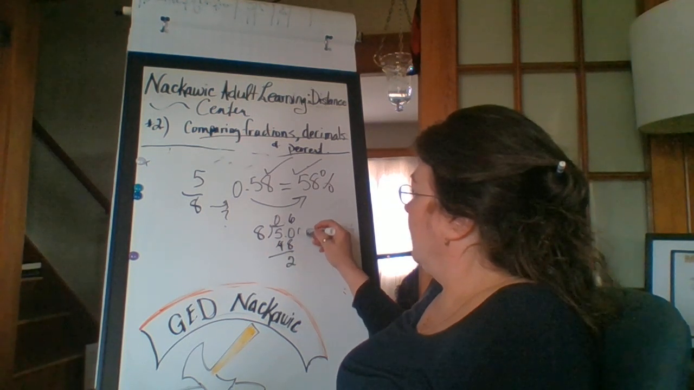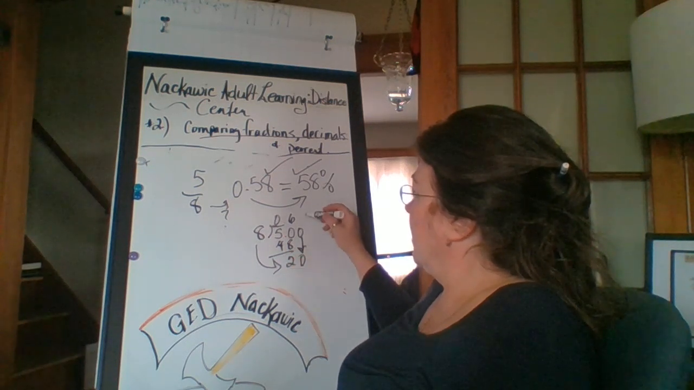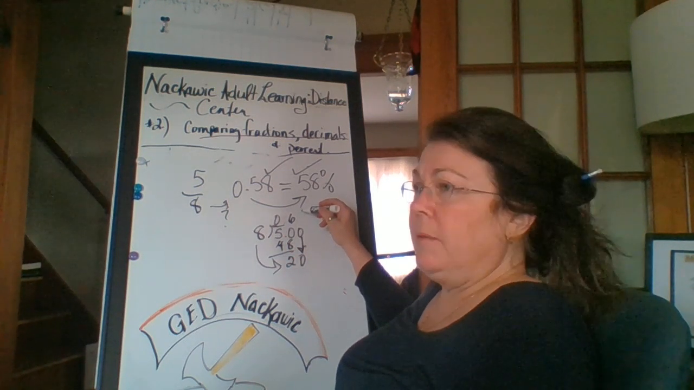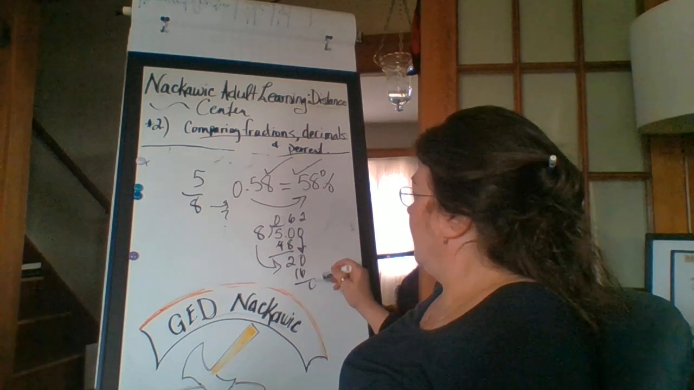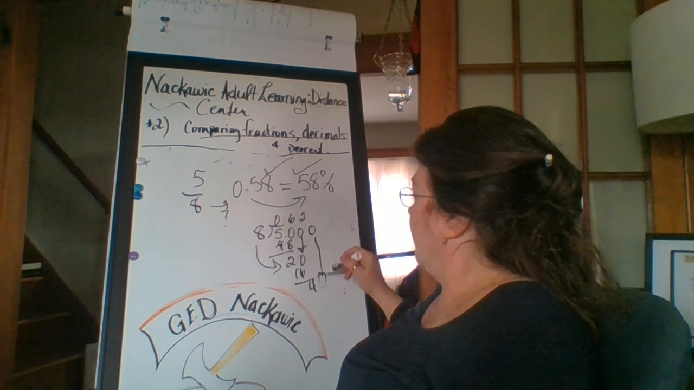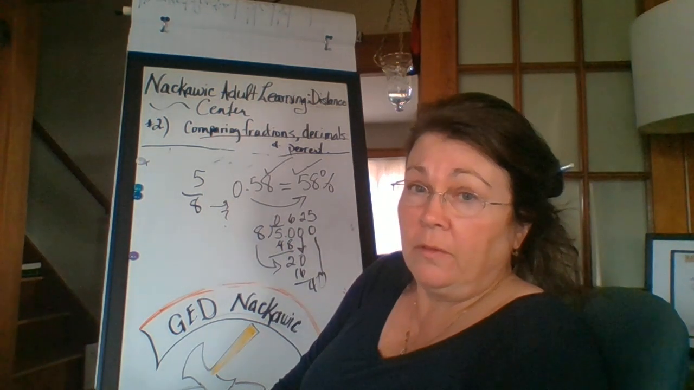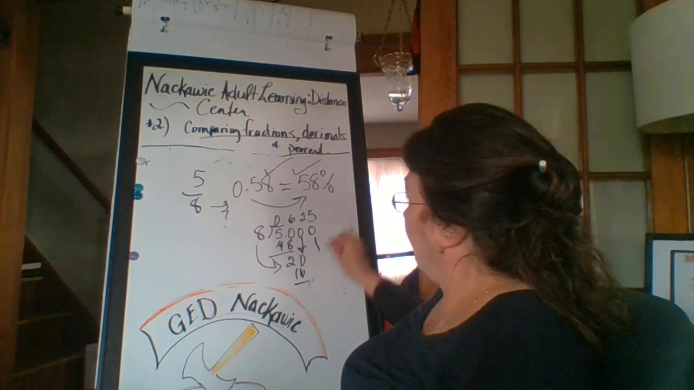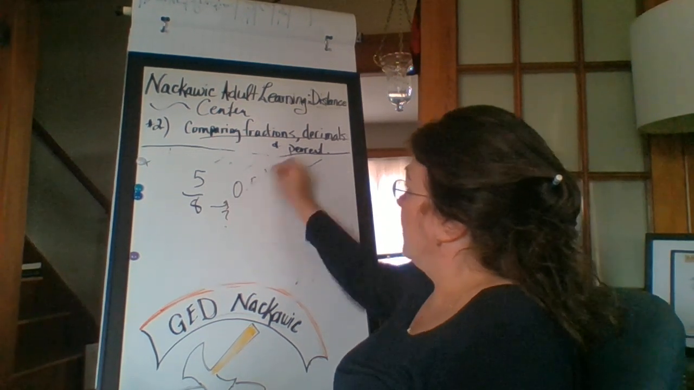2 left over. Add another 0. Bring it down. 8 goes into 20. I don't know. How many times? 8 2s are 16. There's 4 left over. Bring that 0 down. Yeah, so it's not 4. It's not 0.58. It's 0.62 something.